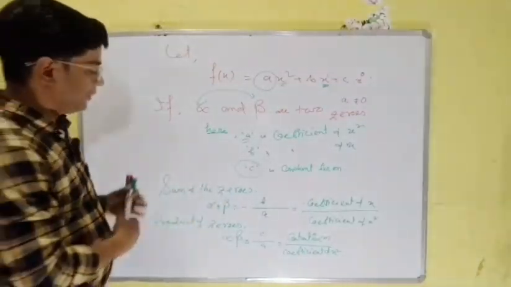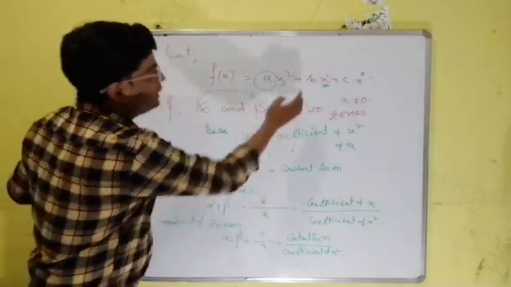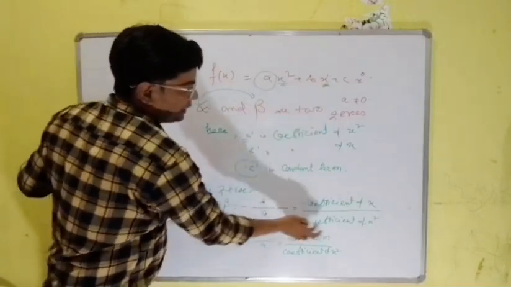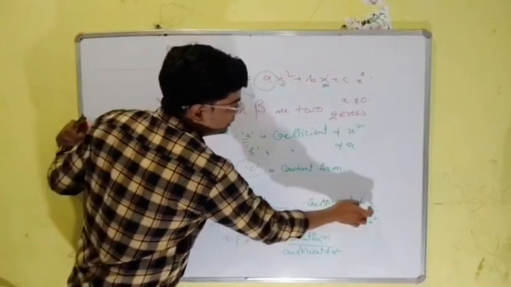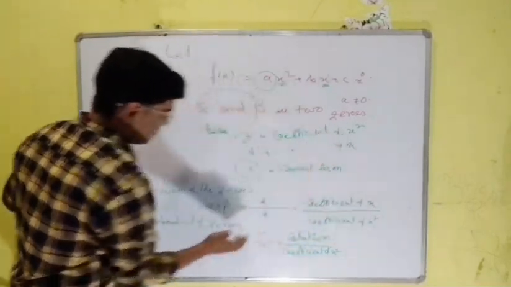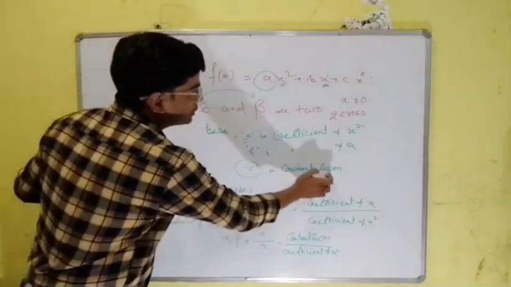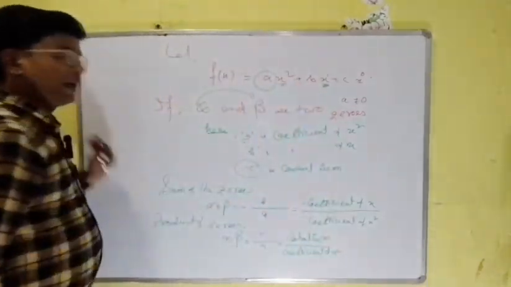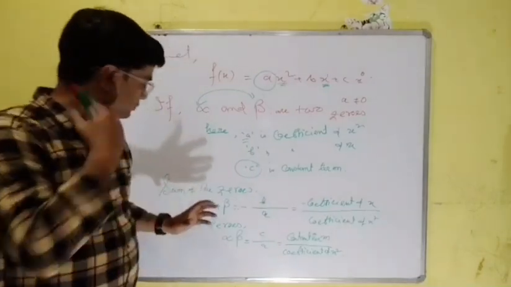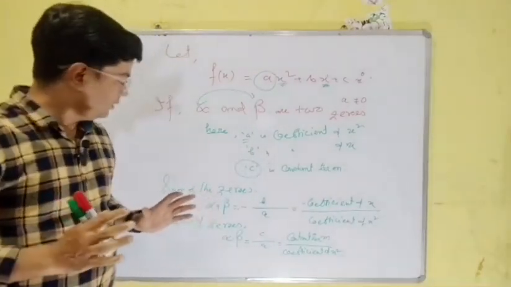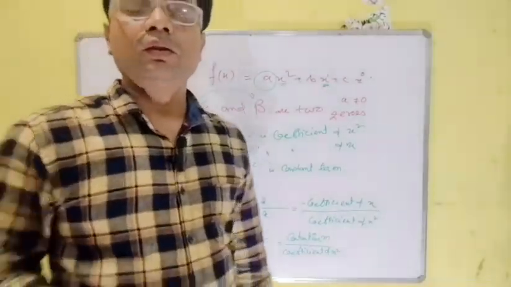Again I repeat, the sum of the zeros alpha plus beta is equal to minus b by a, where b is the coefficient of x and a is the coefficient of x squared. Again, the product of zeros alpha into beta gives c by a, where c is the constant term divided by the coefficient of x squared. Okay, this is all about the relation between zeros and coefficients of a quadratic polynomial. Have a good day.